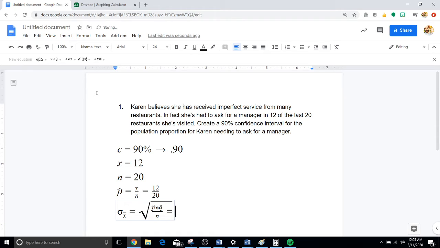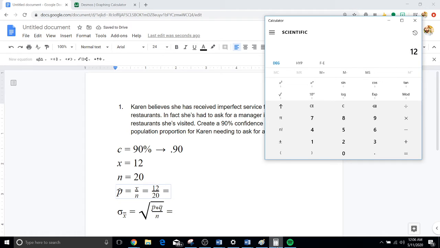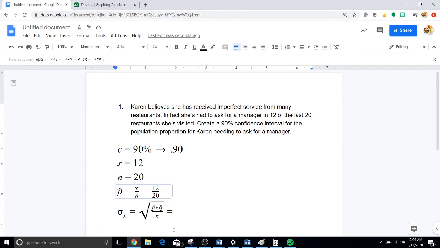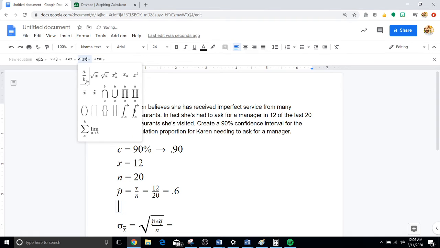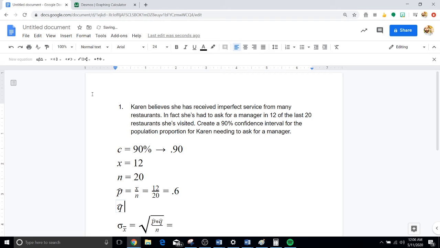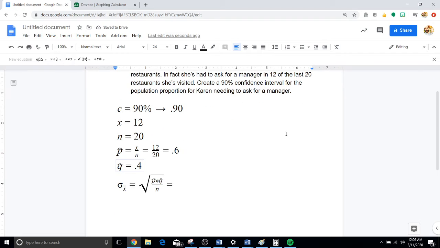Well, we know our p hat is 12 over 20. We never actually found what 12 over 20 is, so let's find that real fast. 12 divided by 20 is going to give us 0.6. We also know that q hat is just 1 minus p hat. So 1 minus 0.6 is just going to be 0.4. So let's write that out. q hat is equal to 0.4. That's going to help us out in determining our standard error.